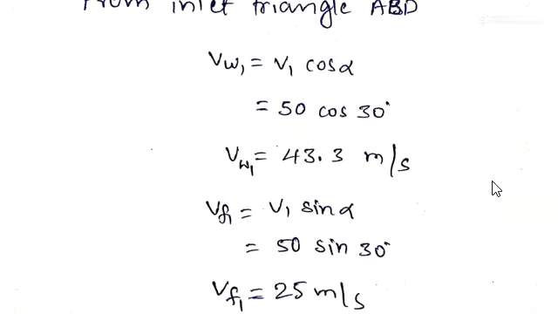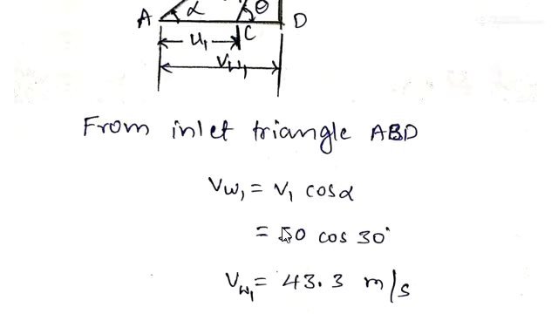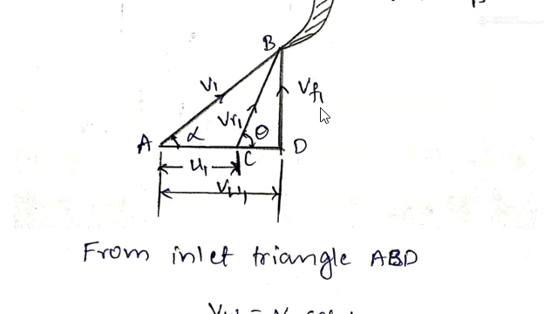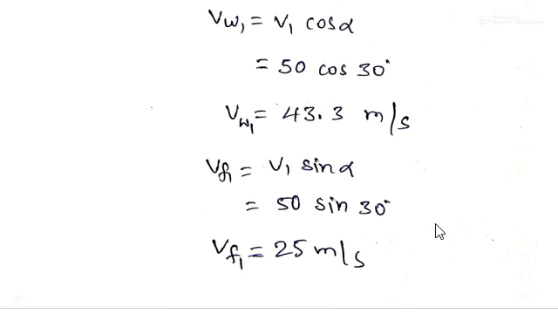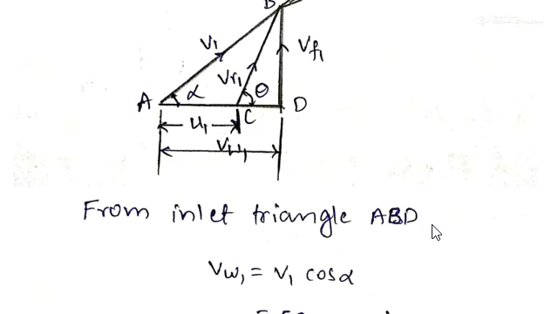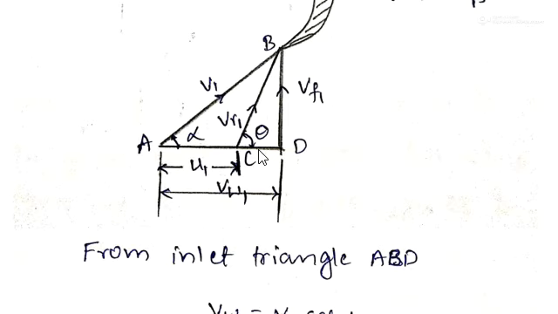Next, VF1 from the same triangle ABD: if you write sin alpha equals VF1 by V1, then VF1 equals V1 sin alpha. V1 is 50 and alpha is 30 degrees, and if you simplify that, we are getting VF1 value as 25 meters per second.